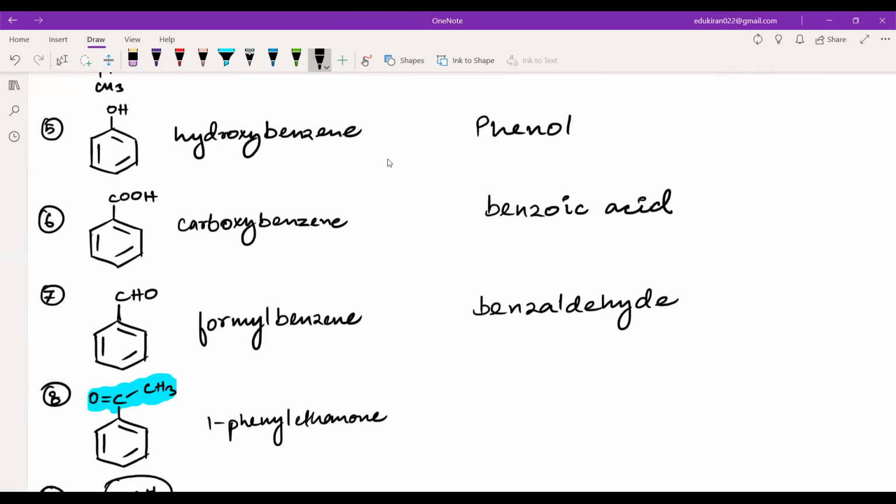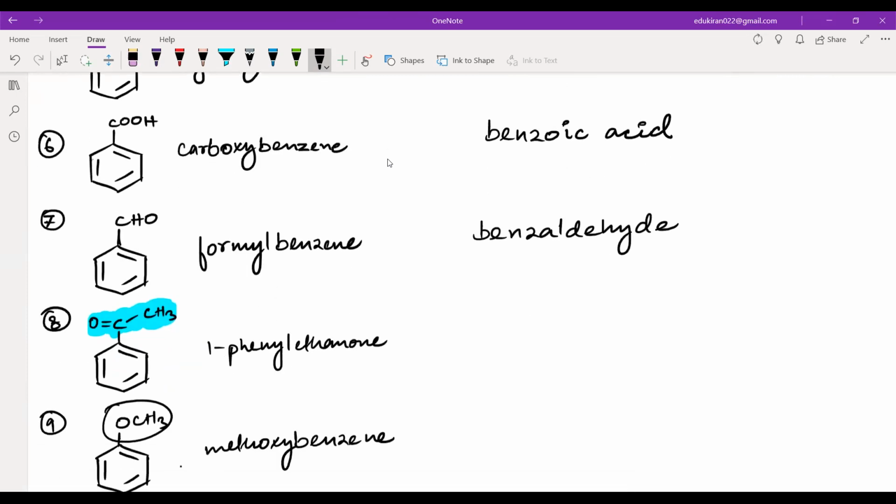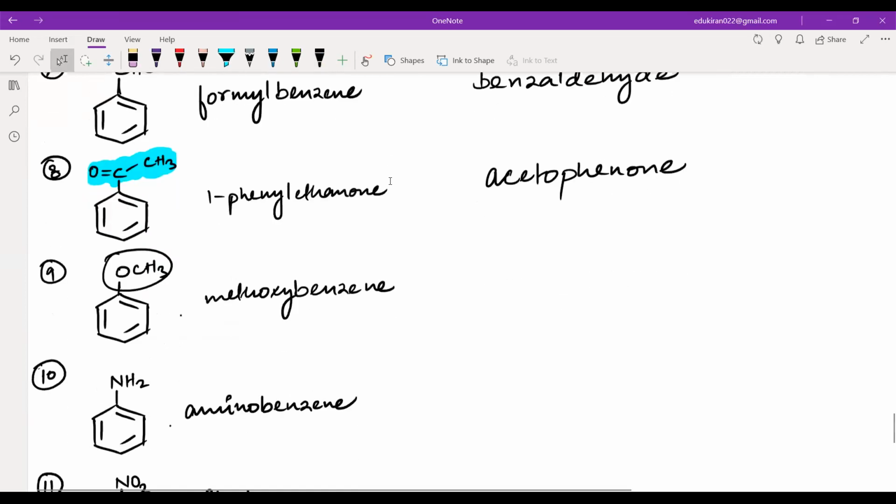Benzaldehyde. Then if you have COCH3, if this ethanone group is attached to the benzene ring, it is known as acetophenone. If OCH3 is attached, it is known as anisole.